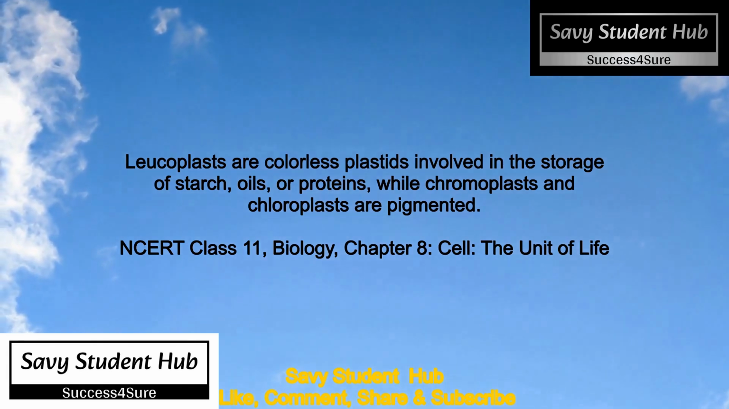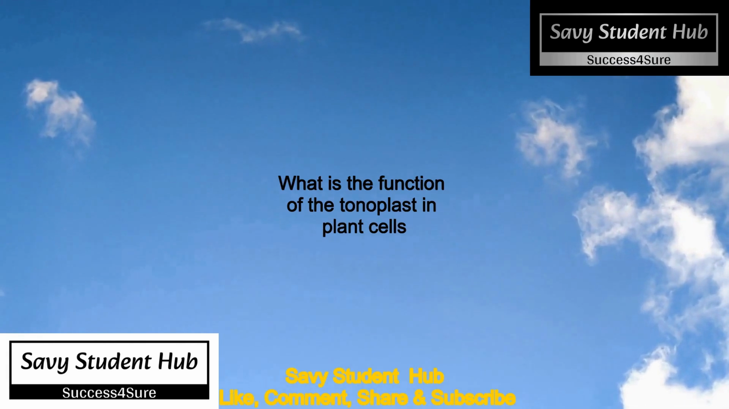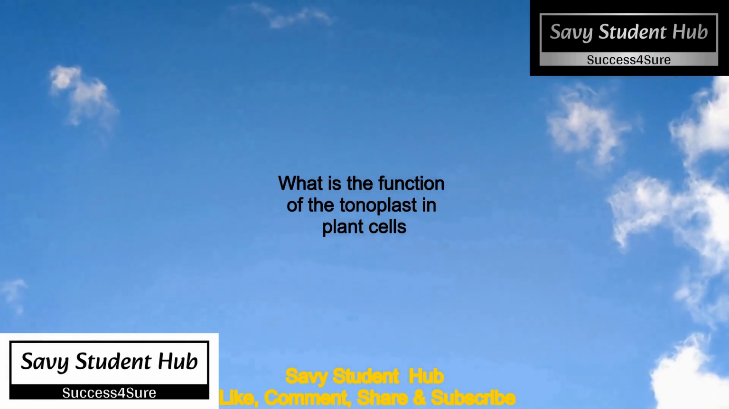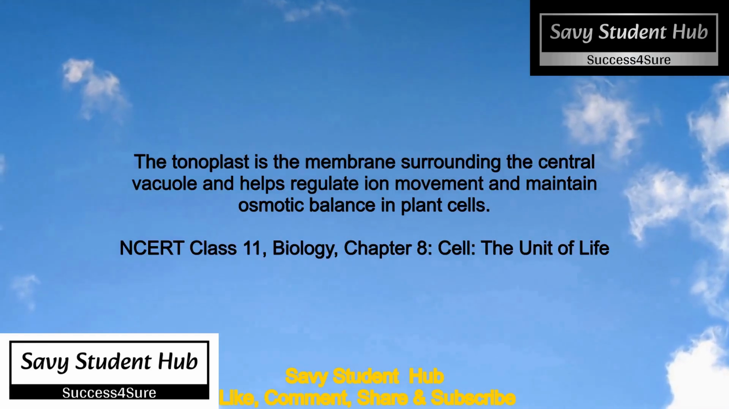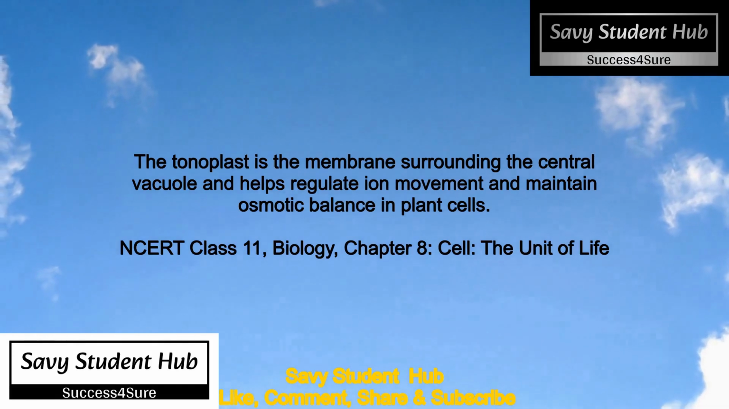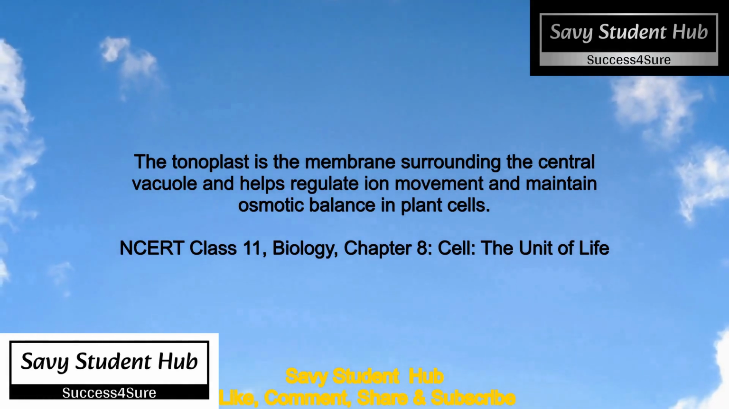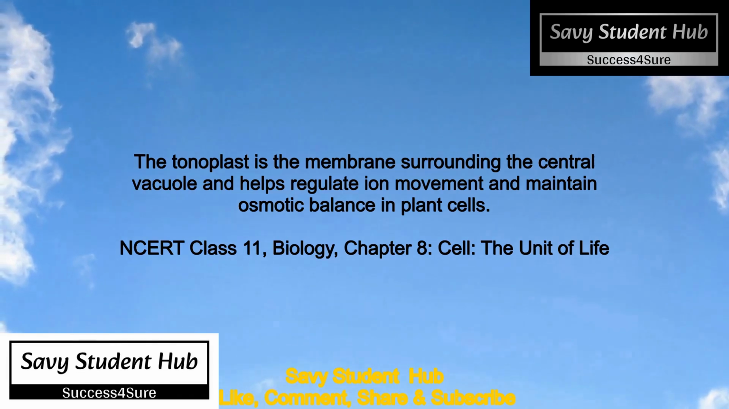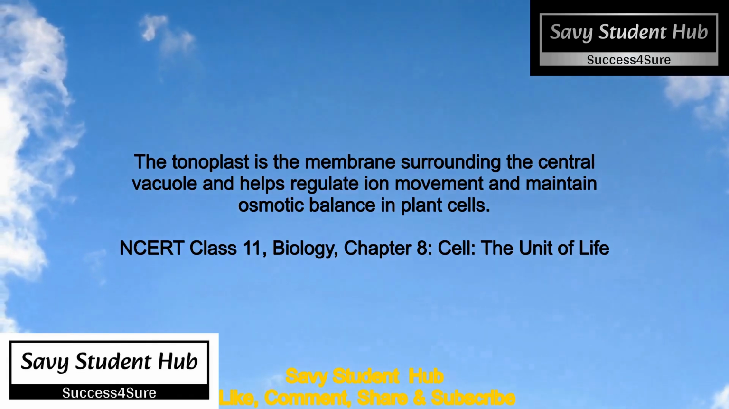What is the function of the tonoplast in plant cells? The tonoplast is the membrane surrounding the central vacuole and helps regulate ion movement and maintain osmotic balance in plant cells.